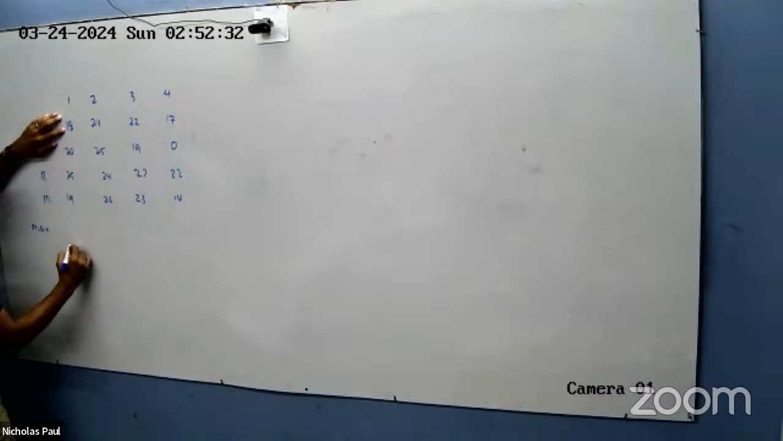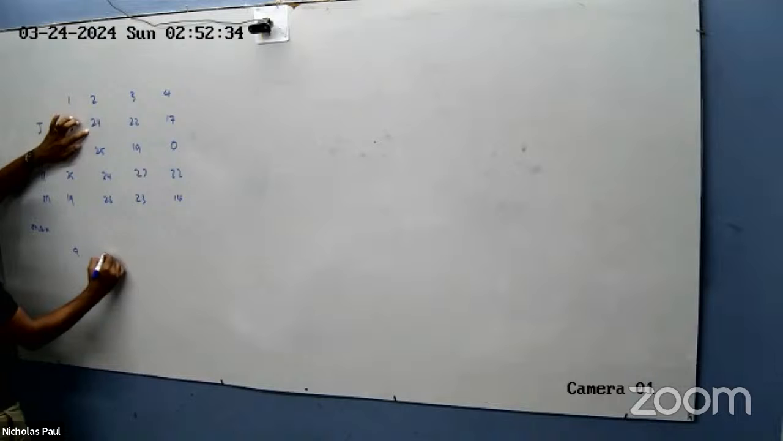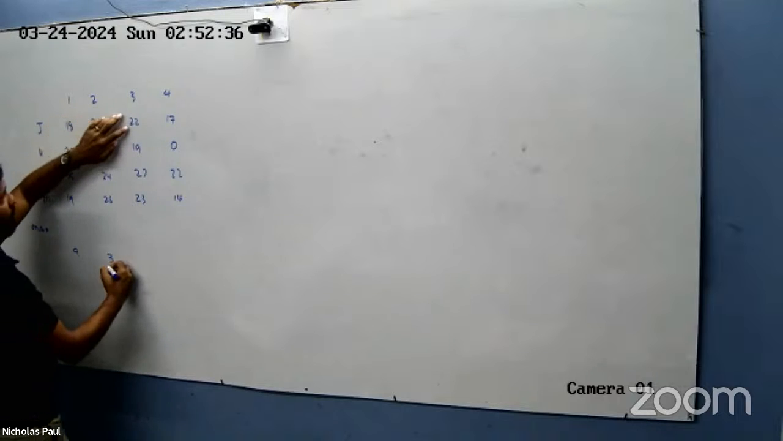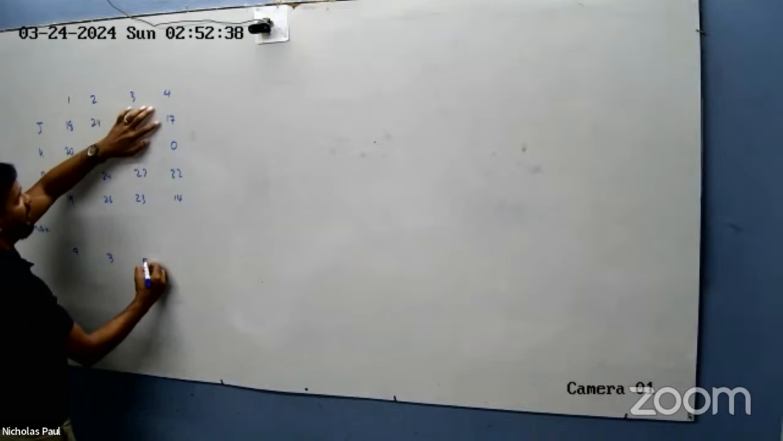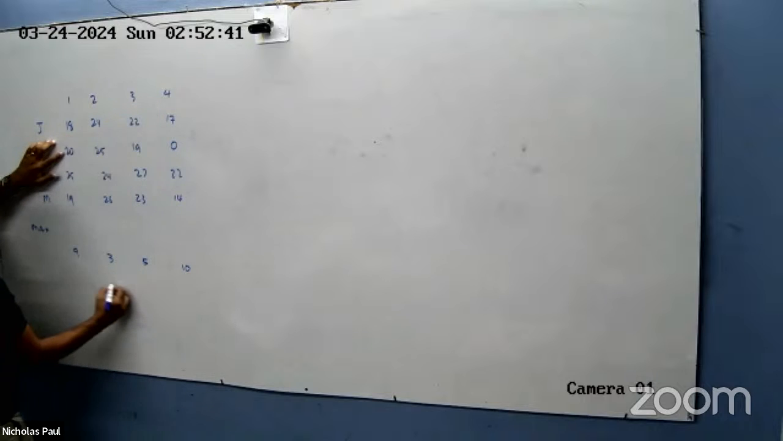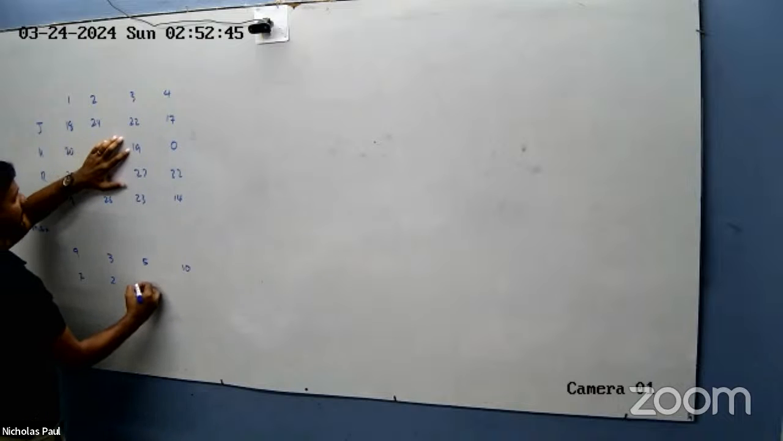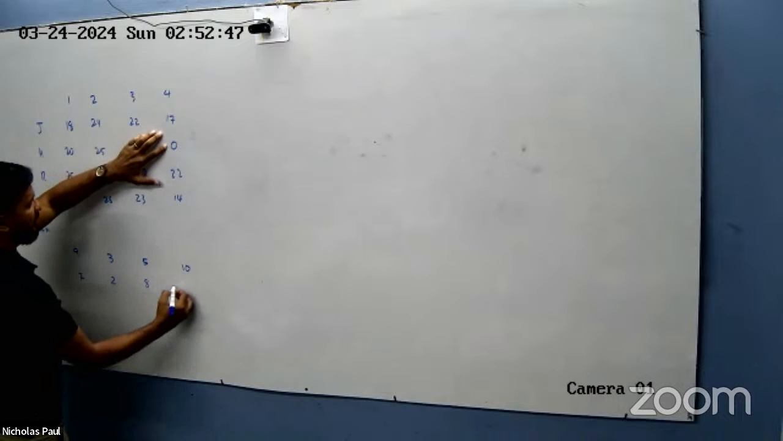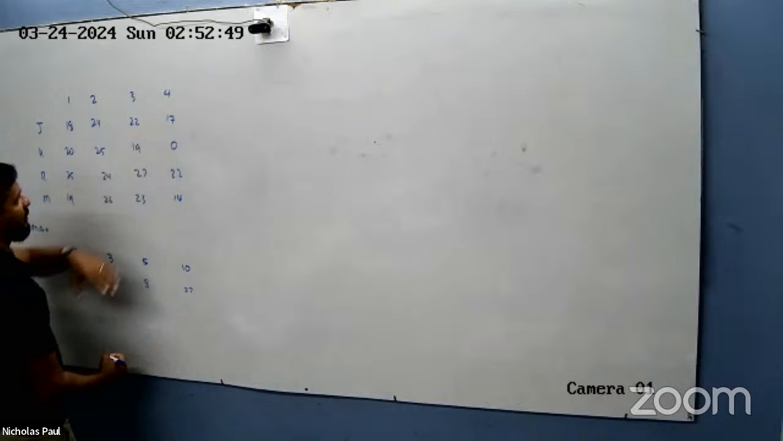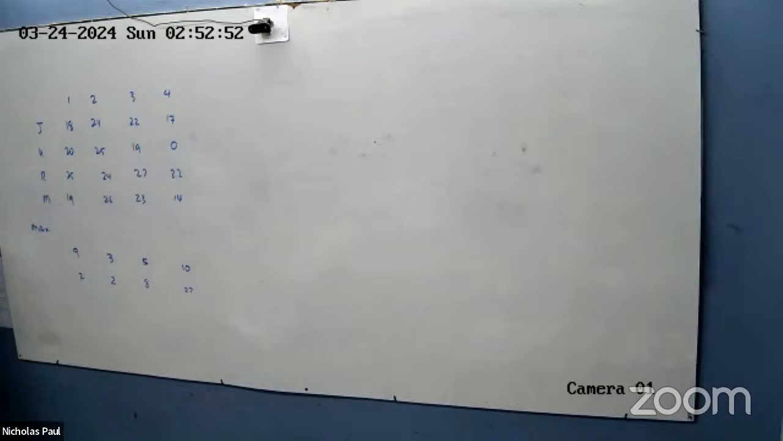Here will give me 9. Here will give me 3. Here will give me 5. Here will give me 10. Here will give me 7. Here will give me 2. This will give me 8. This will give me 27. Right? Remember, it's all of these values subtracted from the largest. You don't get negative values.